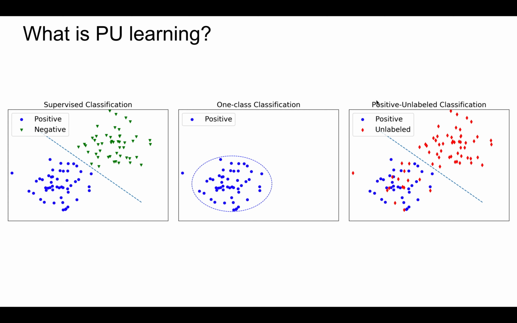And then positive-unlabeled classification is kind of in between these two cases. Here we also have positive data, and while we don't have clean negative data, we have an unlabeled mixture of positive and negative data. And we still want to find the same decision boundary as we would in supervised classification.